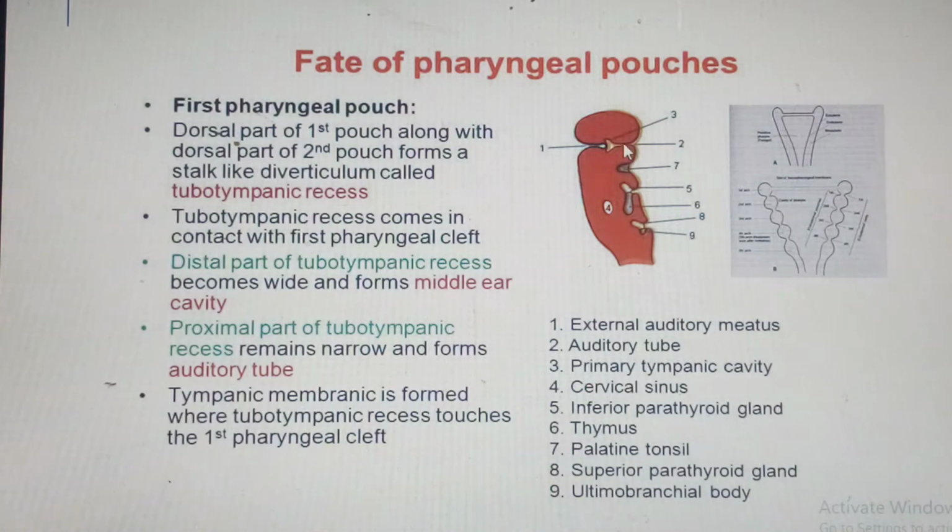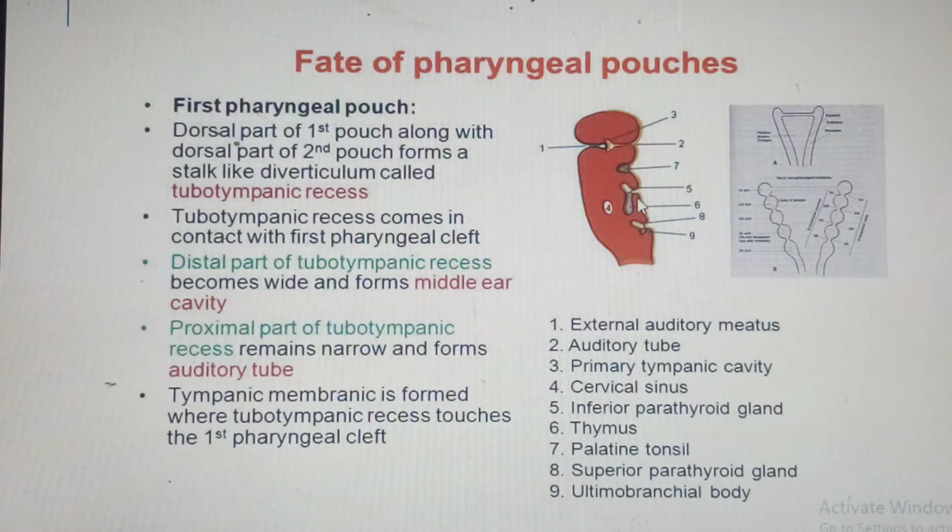Now, how about the second pouch? We said the second pouch is between the second and third pharyngeal arches. That one will give rise mainly to the lining epithelium of the palatine tonsil. Then the third pouch will give rise to what we call the thymus and the inferior parathyroid gland.